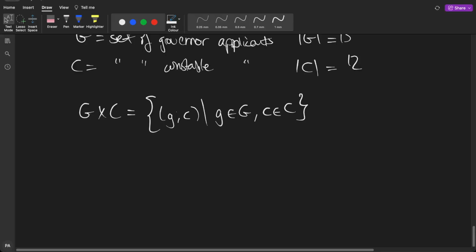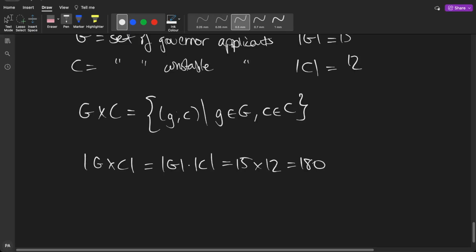Now, we can see that by the multiplication rule, we simply have the following. There should be 180 different combinations of governor and constable, or 180 different pairs that are possible. And that is the sum and multiplication rules.